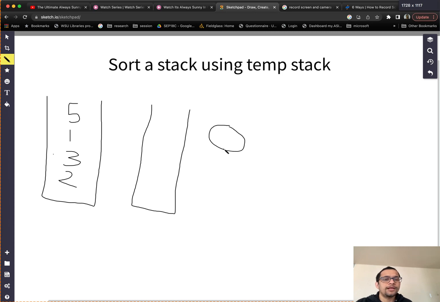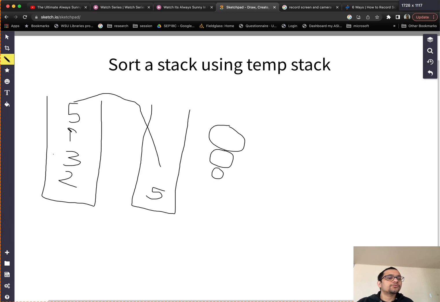So let me represent the numbers by these circles. It's easier for me to visualize this way, right? What we can do is put elements from the input stack into this temp stack in such a way that each time we put an element, we maintain the decreasing order in the temp stack. For example, right now the temp stack is empty. We pop the first element, it's empty, and we put 5 here.